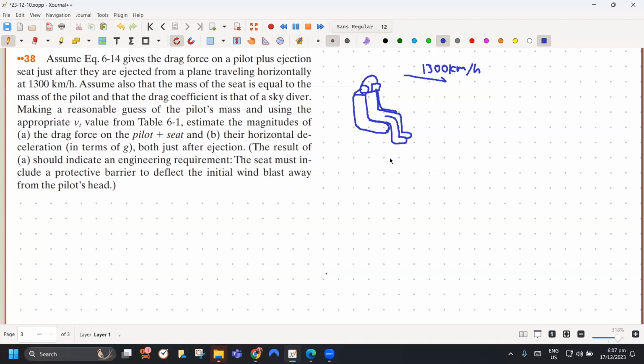What is the ejection speed? Let's estimate. The ejection speed is approximately about 1,300 kilometers per hour.